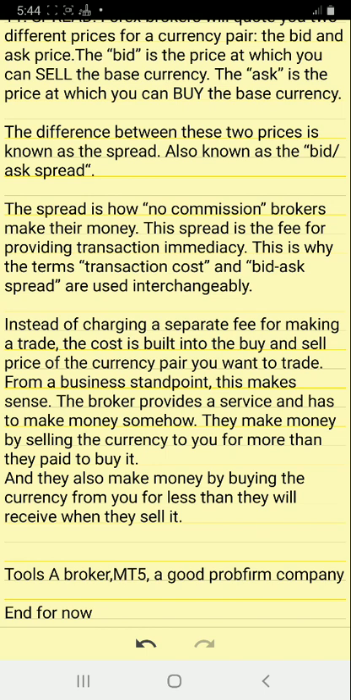In the next video, we'll be talking about how you see all these things in the MT5 in practical.